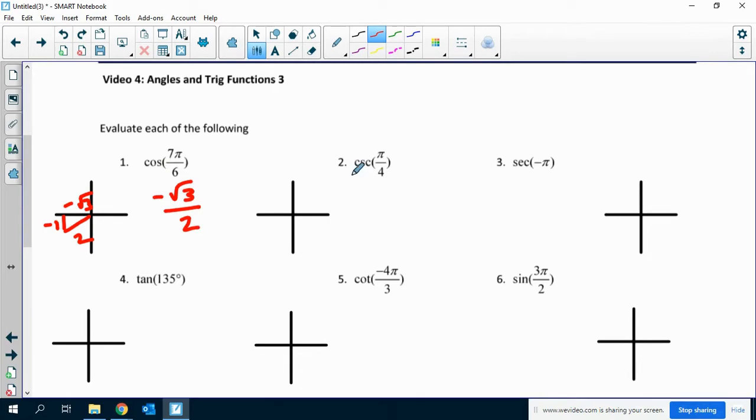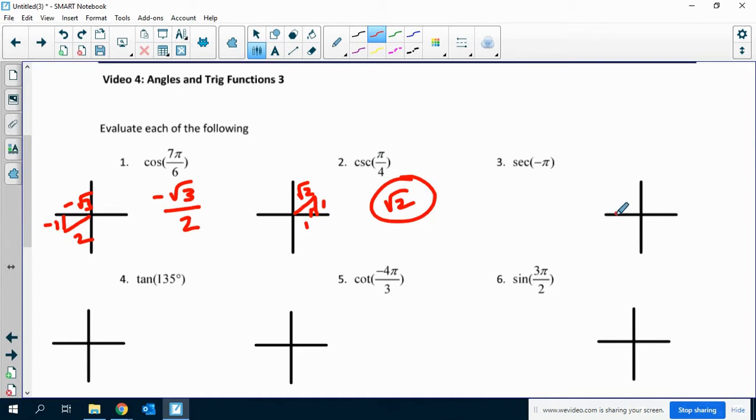which is 2. Cosecant of pi over 4 is in the first quadrant with itself as a reference angle. So 1, 1, square root of 2. Cosecant is r over y, so that's root 2 over 1, which is root 2.